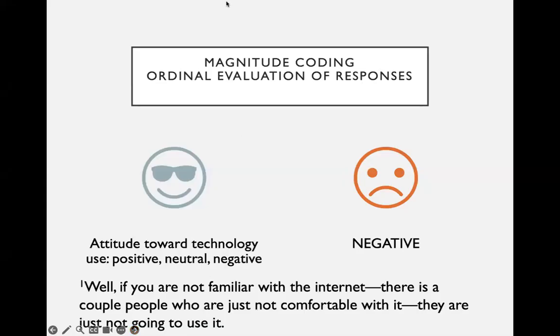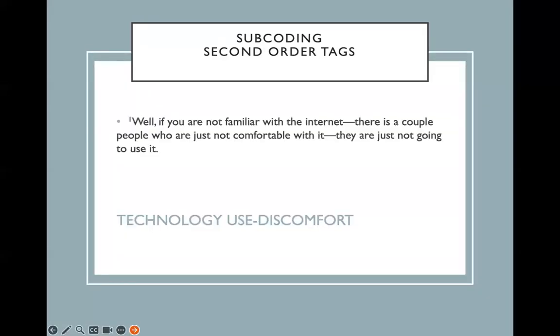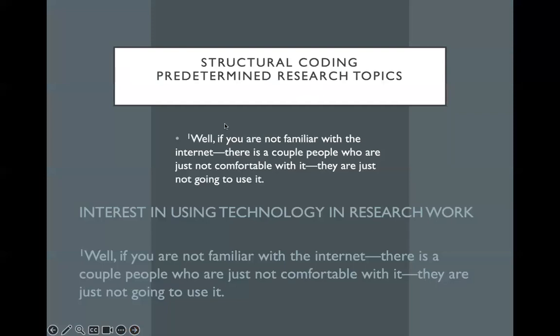Take note also of the magnitude coding or ordinal evaluation of responses. So you take note of the attitude toward technology, the use of positive, neutral, or negative, or the negative attitude. And then you can do subcoding, like technology use, discomfort, and structural coding, interest in using technology in research work. That's basically it.